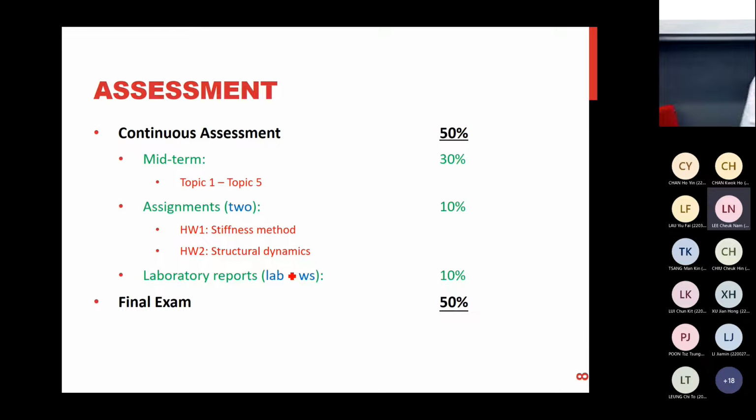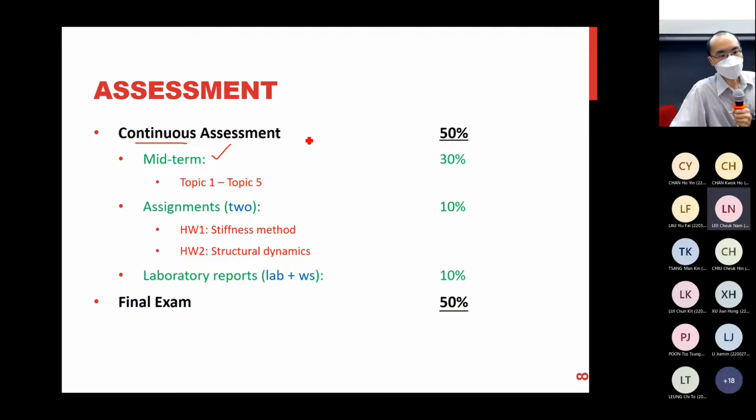Now, this is perhaps the most important thing in this introduction material. How do we assess your final grades? Well, we have two items. Item 1, continuous assessment. These are the things that we keep assessing you during the semester. We call it continuous assessment, CA. The contribution of CA is 50%. CA is composed of 3 sub-items.